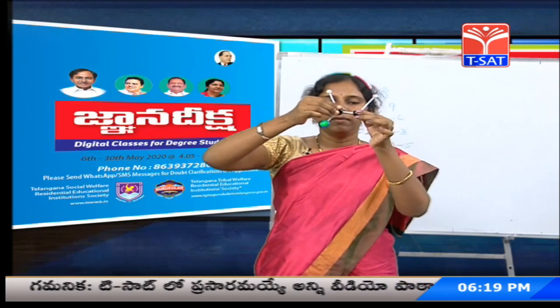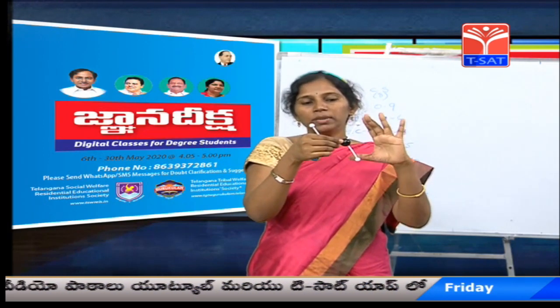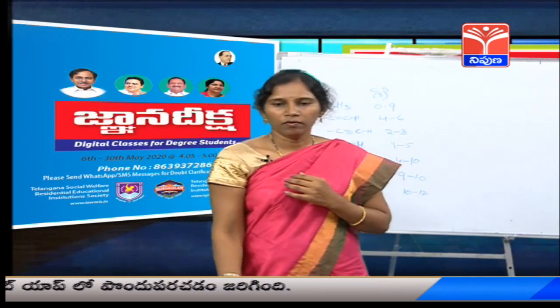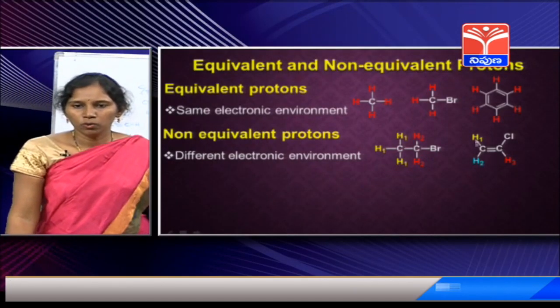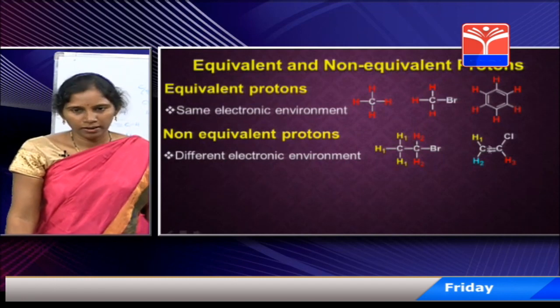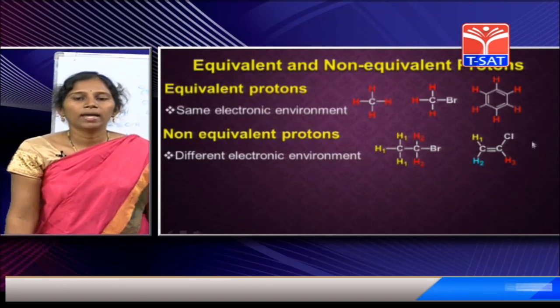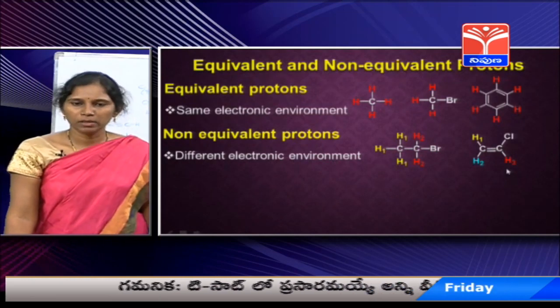That is why, even though the 2 hydrogens are present on the same carbon atom, these 2 are not equivalent protons. Look at the screen, you can find the structure of ethylene chloride. The 2 hydrogens are not equivalent. Why? Because this yellow colored hydrogen is cis to chlorine, and this is trans to chlorine. That is why in this particular molecule we get 3 signals in the NMR spectrum.